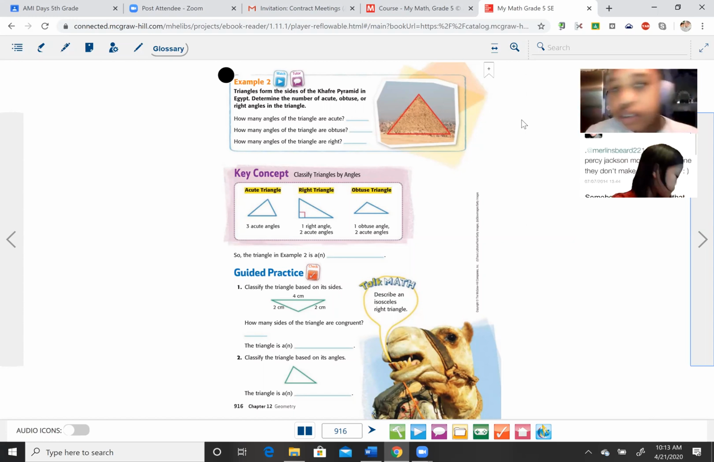It is obtuse, and it has no sides congruent, so it's a scalene triangle, and it is an obtuse triangle. That's it. Which angle do you think is obtuse? The top. No, it isn't. Never mind. If it's not, what would you classify it as? Acute. Okay.